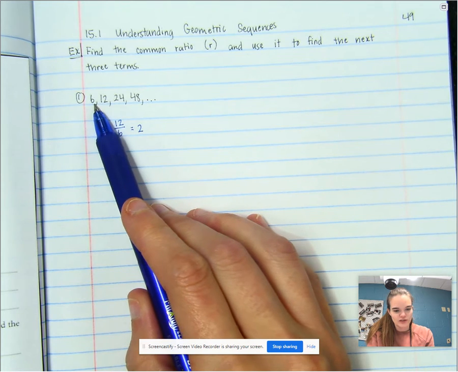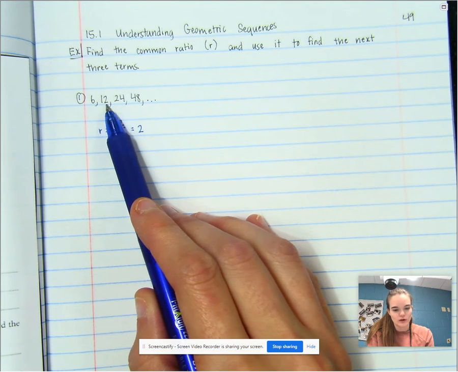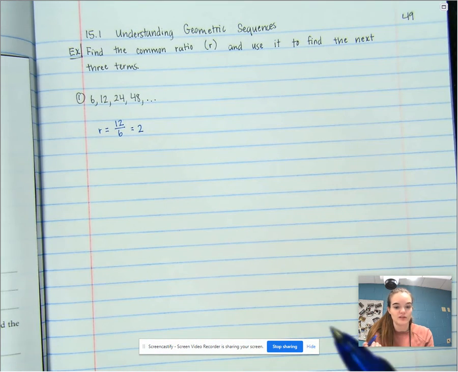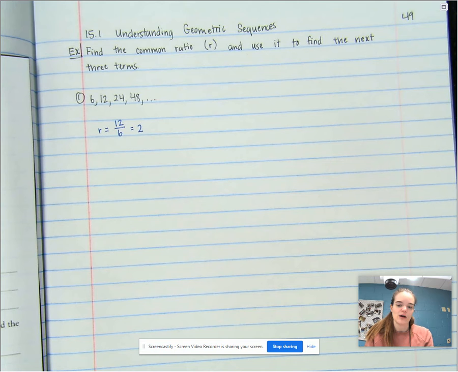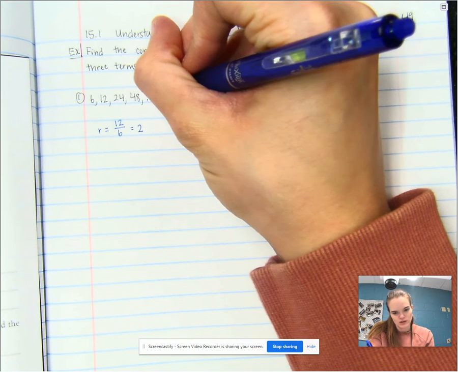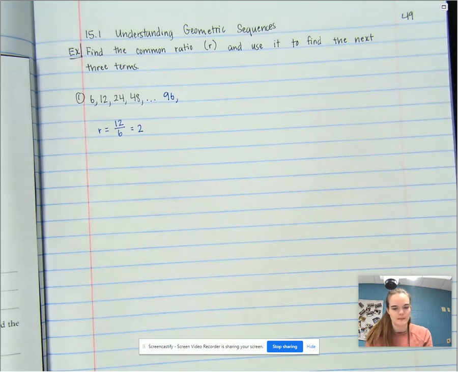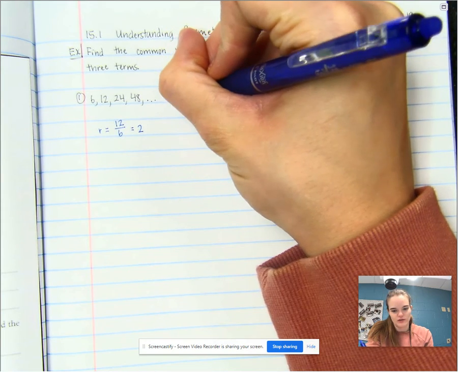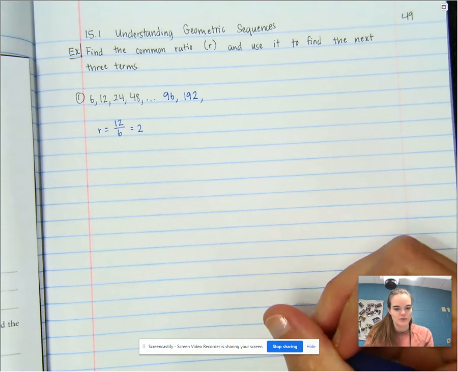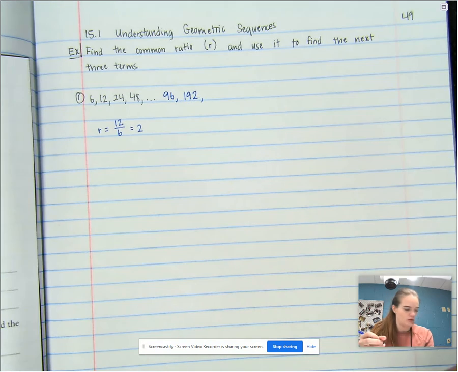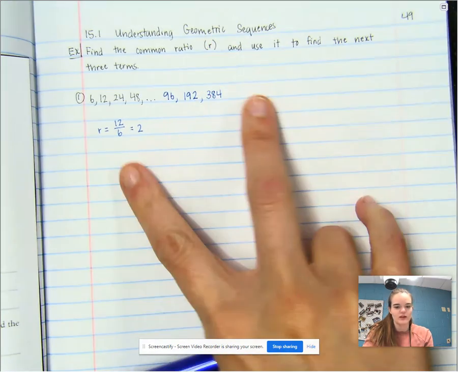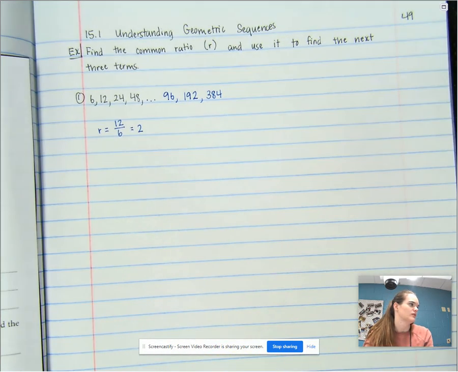Okay, so 6 times 2 is 12. 12 times 2 is 24. 24 times 2 is 48. So that means it is definitely a geometric sequence. Now we need to find the next three terms. So 48 times 2 is 96. 96 times 2 is 192, and you're probably going to need a calculator, because 192 times 2 is 384. So there are both answers. I found the ratio and the next three terms.